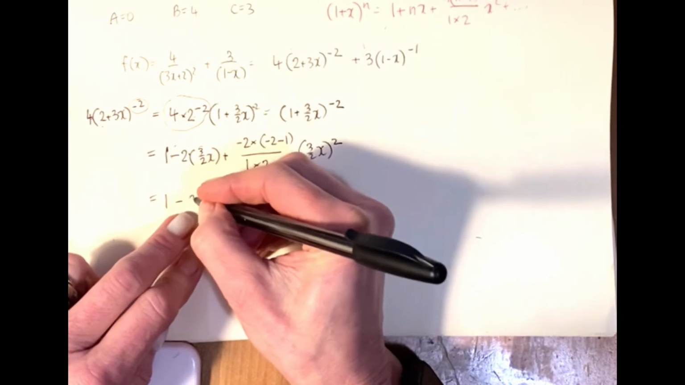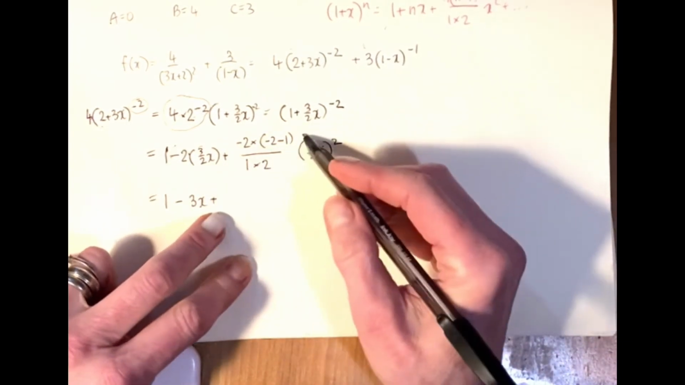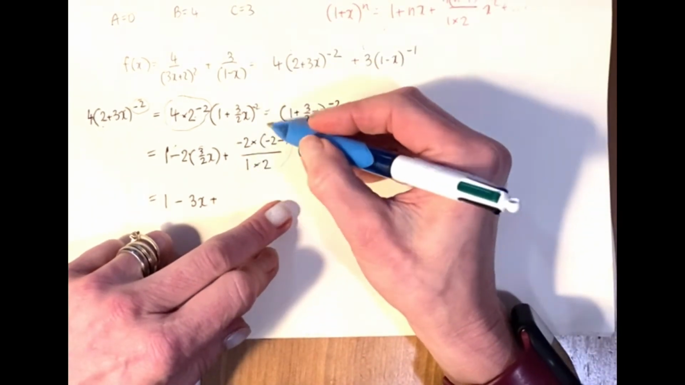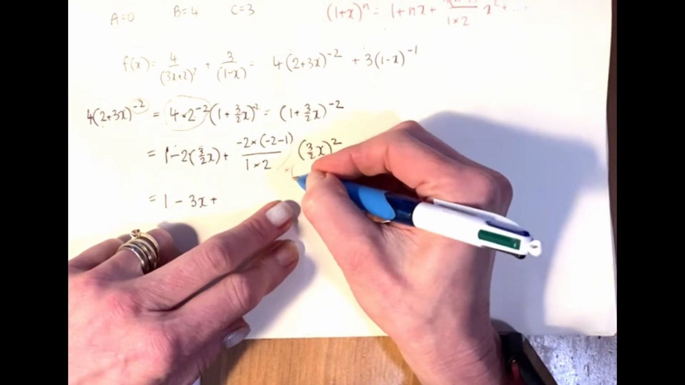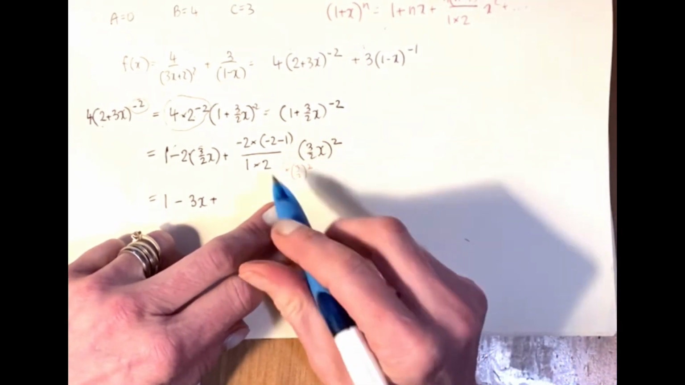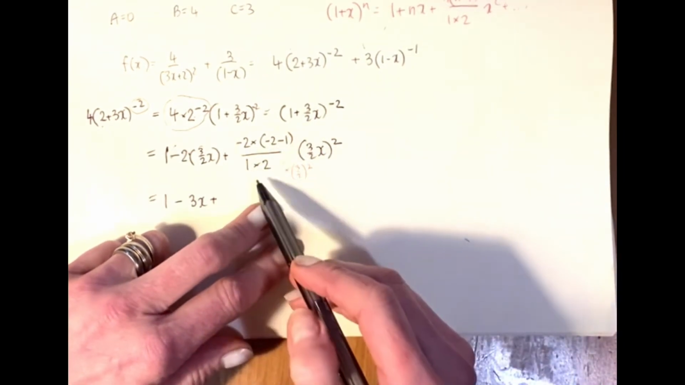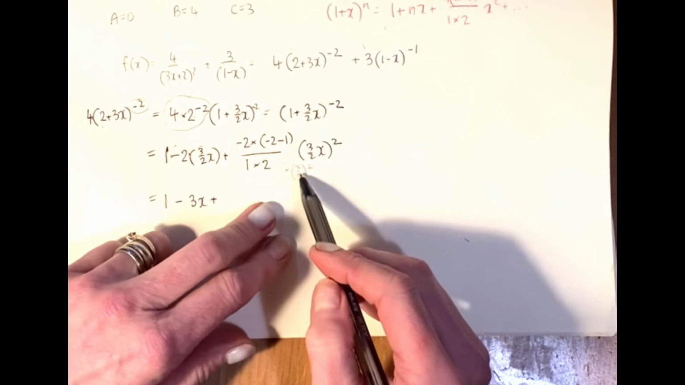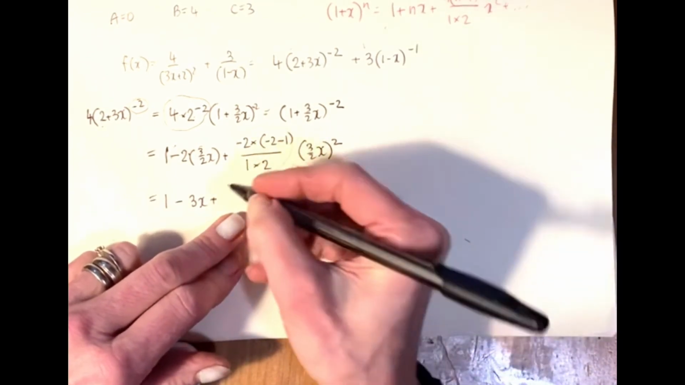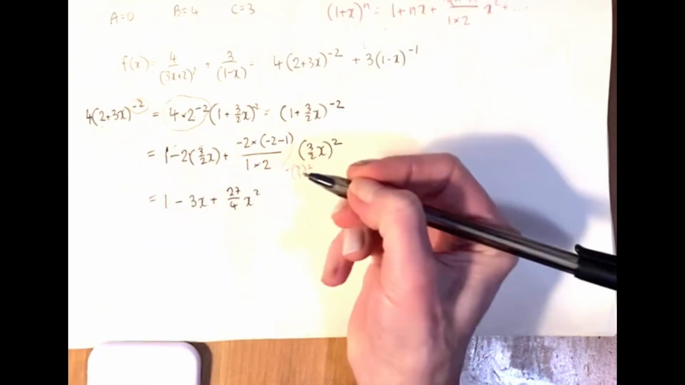That's minus 3x, plus. Now this one here, on the calculator, you want to pop all of this and also 3 over 2 squared. There you go. So you have minus 2 times minus 3 over 2, and then times 3 over 2 squared. So it should be 27 over 4 x squared, but double checking it.